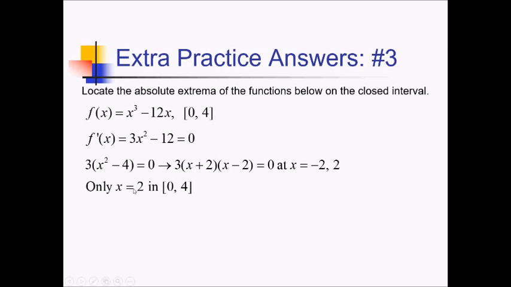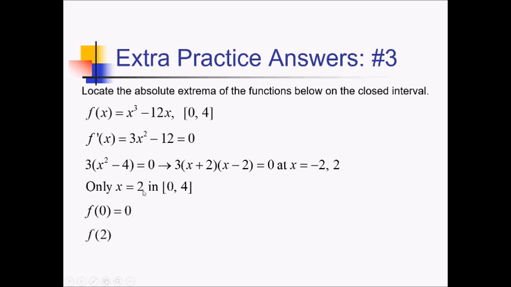So that's the only one we're actually going to have to test out between the two of these. We also have to test out 0 and 4, though. So testing all of those out in f of x just to see which one gives us the highest and lowest values. f of 0, that zeroes out everything in the original. That gives us just 0.